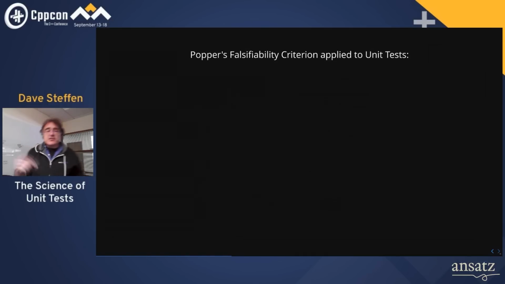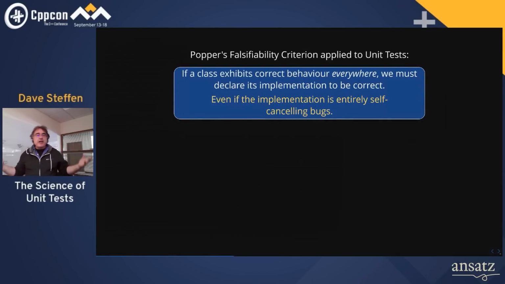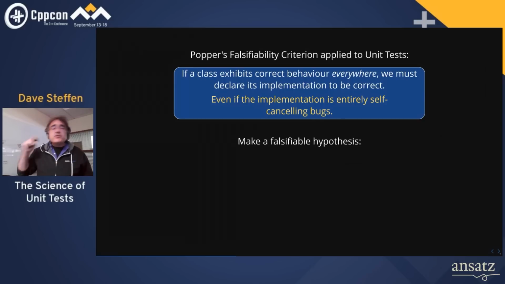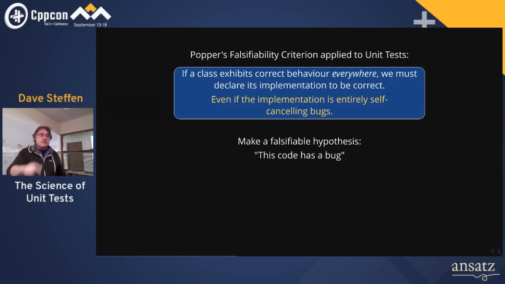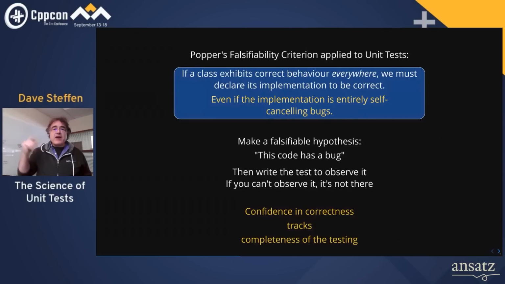Now, if we apply this to unit tests and go back to where we started a little while ago, we were saying that if a class exhibits correct behavior in every circumstance, you have to declare its implementation correct, even if the innards are a flaming pile of self-contradictory bugs. What we're doing is making a falsifiable hypothesis, which is: this code has no bug. Then we write tests to observe the bug. We fail to observe the bug. There's no bug. And the confidence in the correctness of your code tracks the completeness of the testing of your code. Now, what we just did is take something out of the philosophy of science, apply it to unit testing, and learn something.